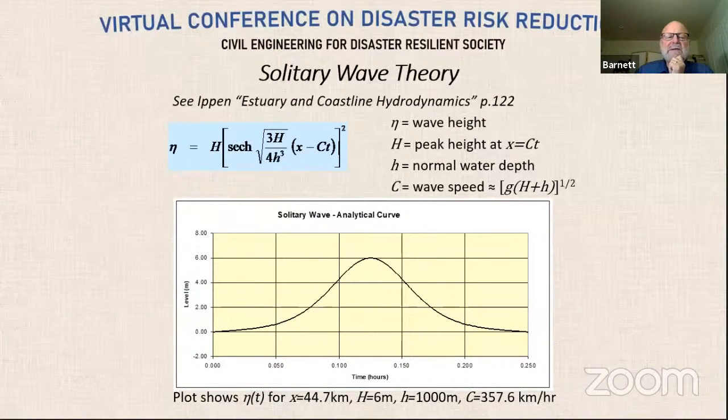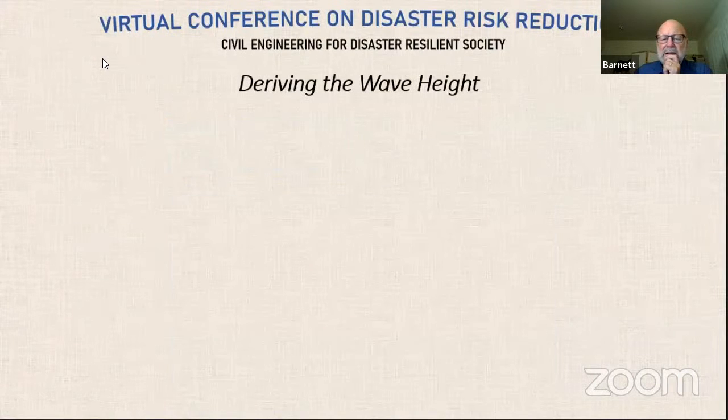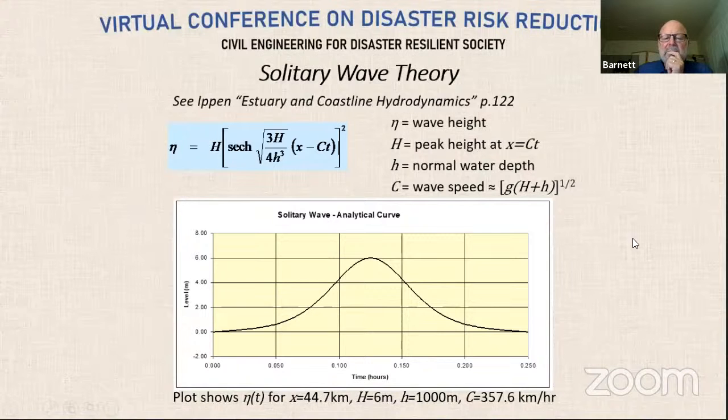So solitary wave theory, this is in the ocean. We have this, which will be familiar to most people working with solitary waves. It's a standard textbook formula, and it produces a curve like that, which travels unaltered across the ocean at great speed. In the case here, at 1,000 meters depth, the speed is about 100 meters per second. Deriving the wave height, sorry. So next, please.